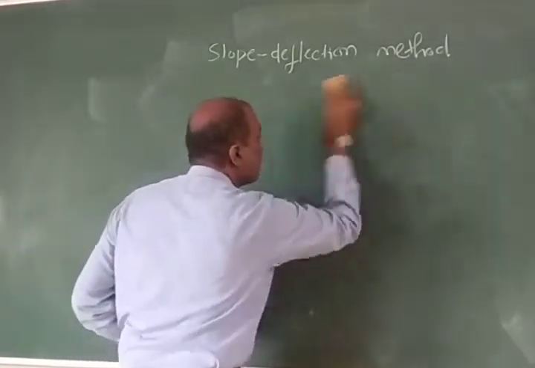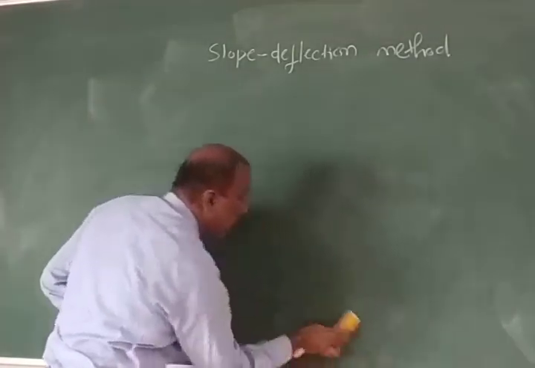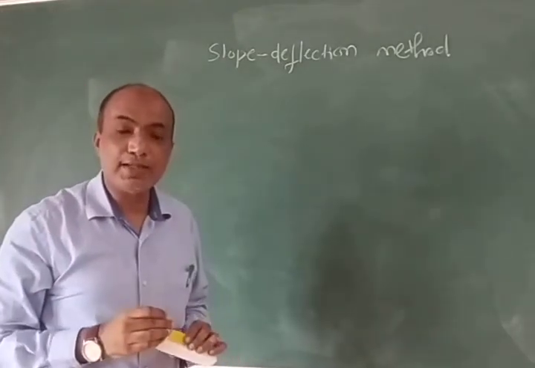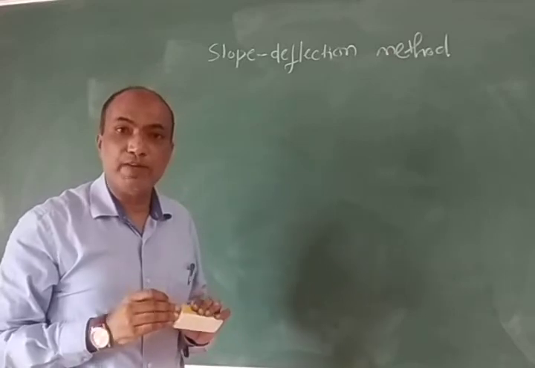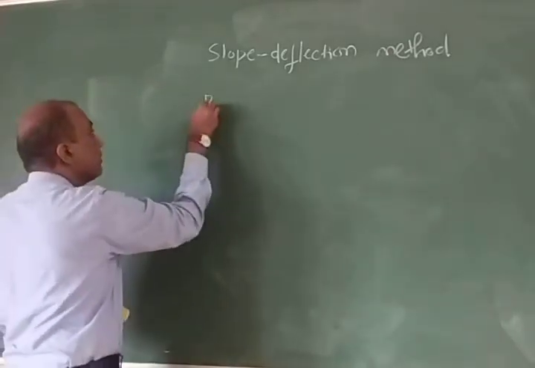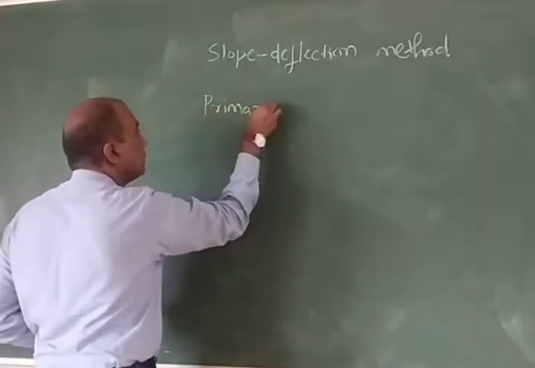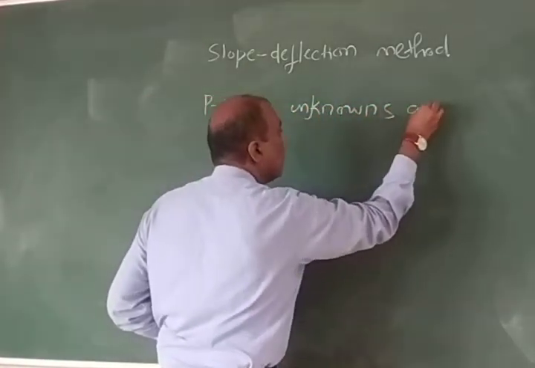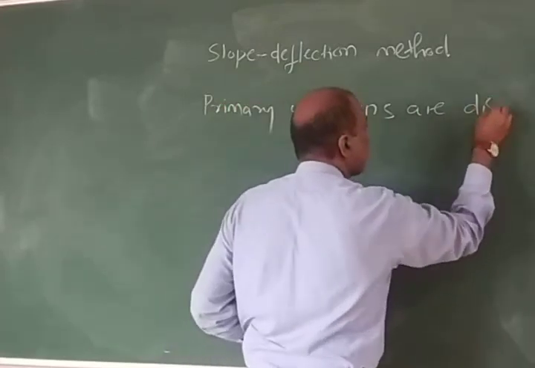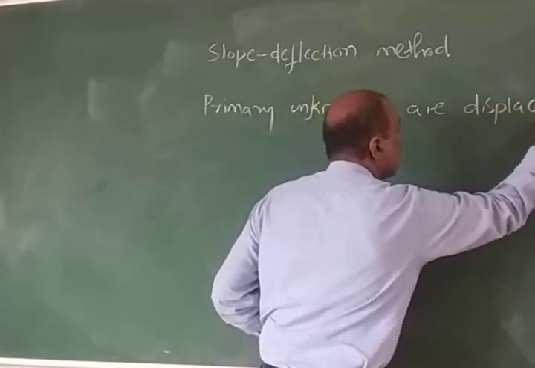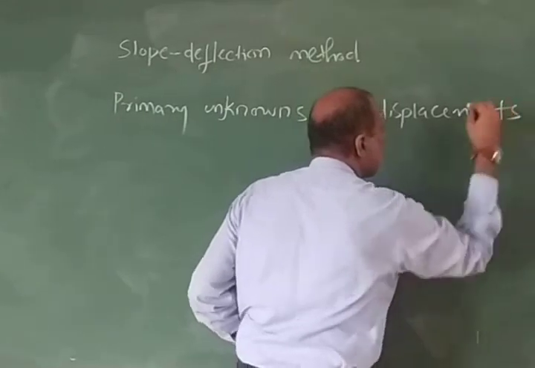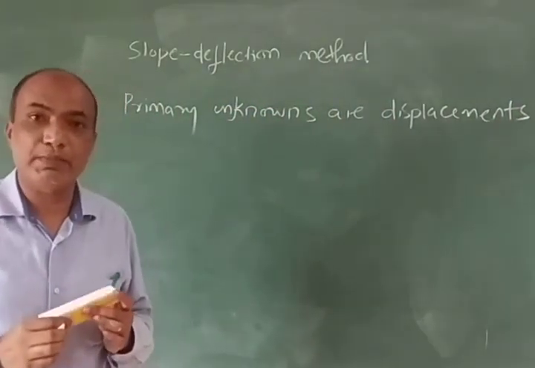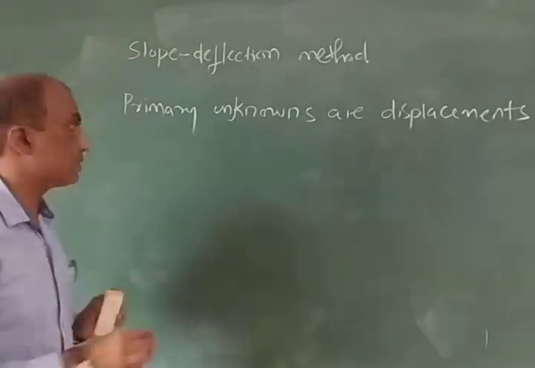The equations are written for each member. Two equations are written. Before that, you should understand what we are going to find in slope-deflection methods. In slope-deflection method, the primary unknowns are displacements. What I mean by displacements? Displacements are nothing but slopes or deflections at the ends of the members. So these are primary unknowns.